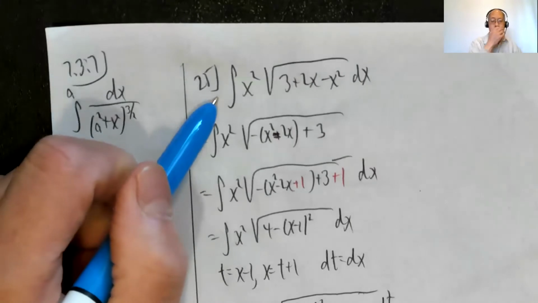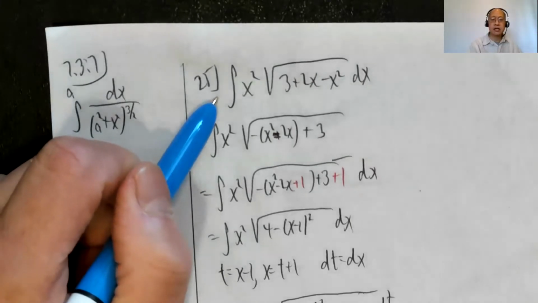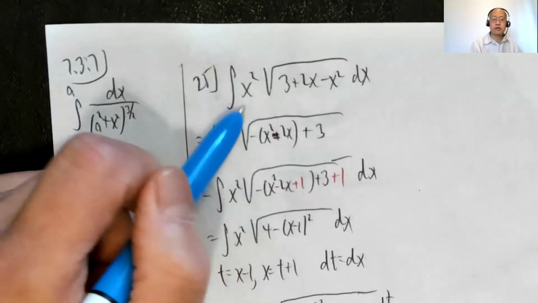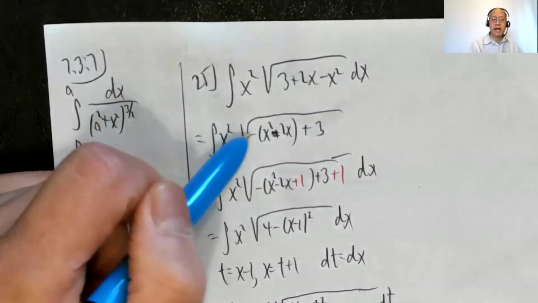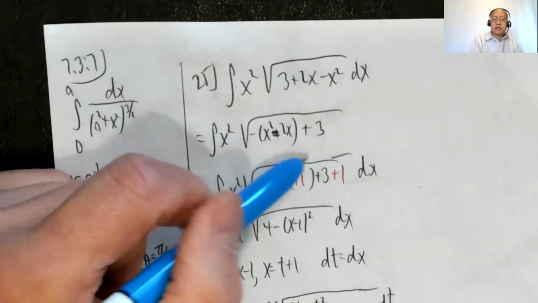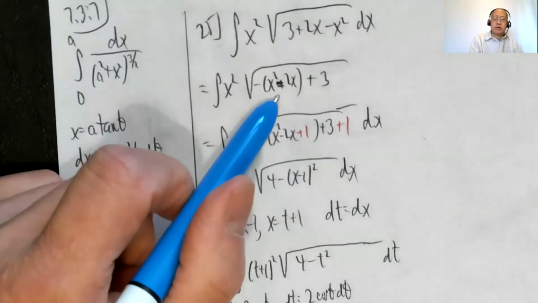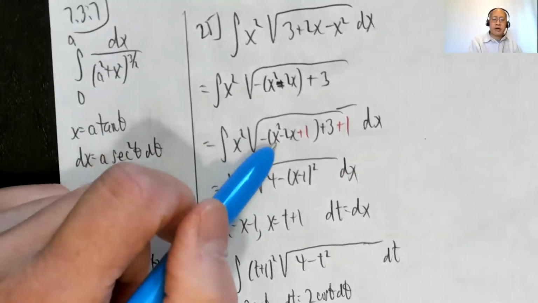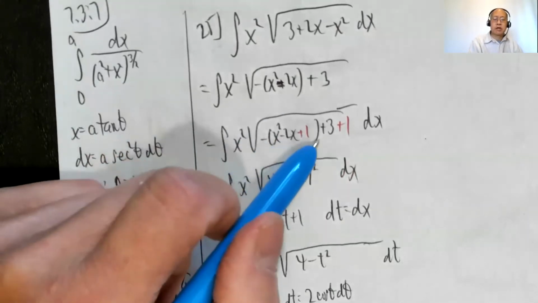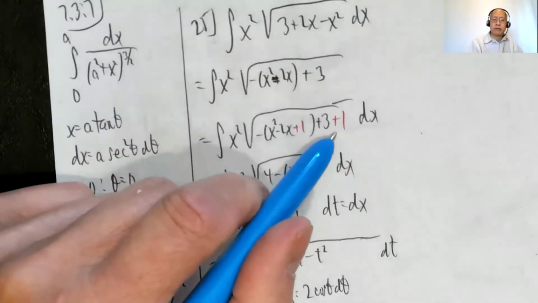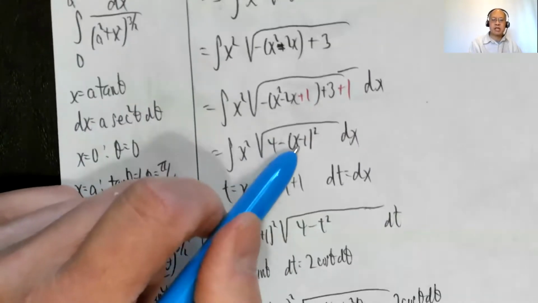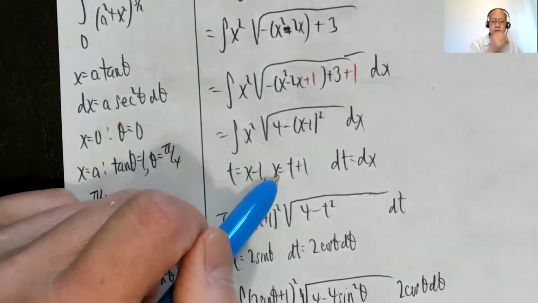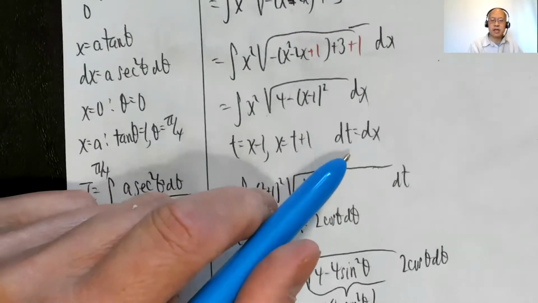25, I will not have you do that problem in its entirety on the test, but maybe at least a setup. What you have to do is complete the square. So first factor out the negative. So negative parentheses x squared minus 2x, leave the 3 alone. Complete the square, half of negative 2 is negative 1, squared is 1. So negative x squared minus 2x plus 1, plus 3 plus 1. Rewrite it as 4 minus (x minus 1) squared. Then substitute t equals x minus 1, which means x equals t plus 1, dt equals dx.